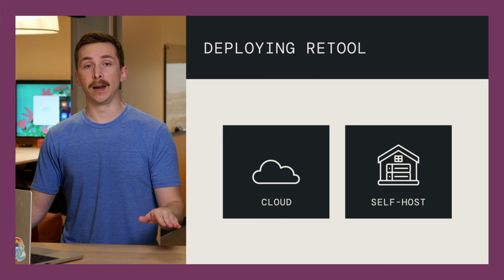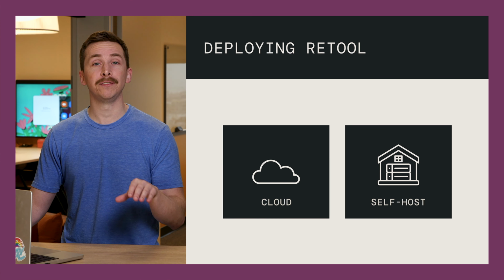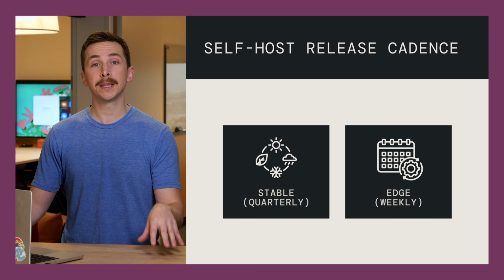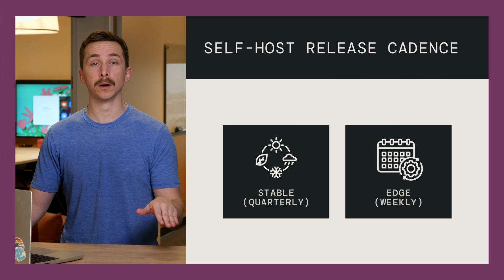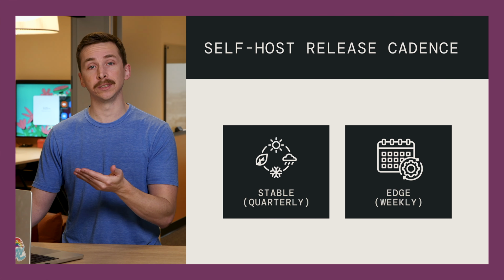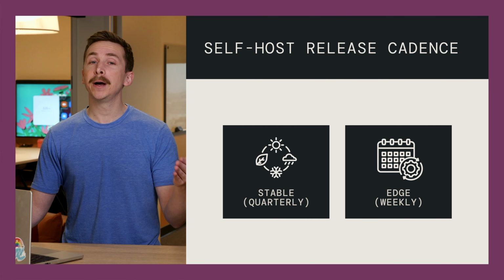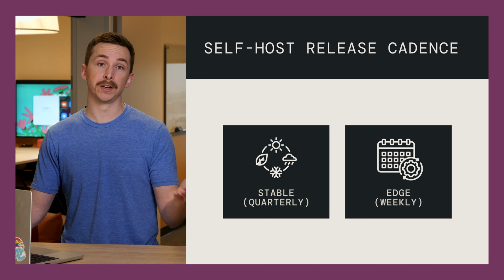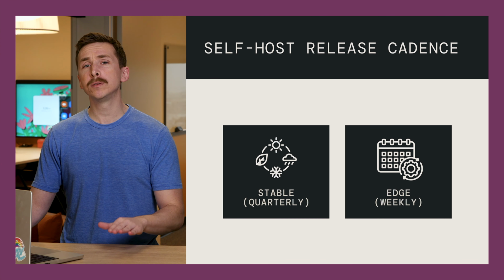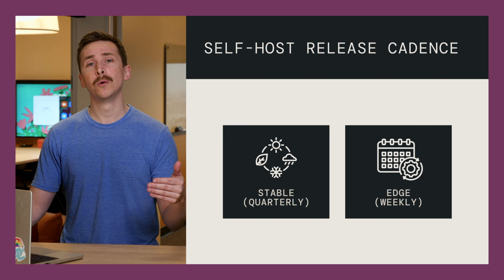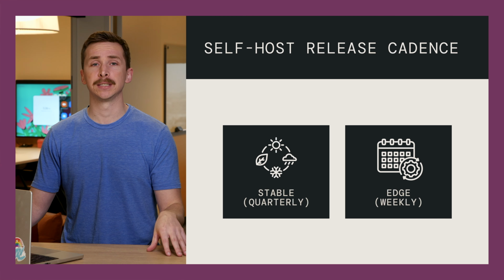Up until now, we've released a new version of self-hosted Retool every 2 weeks. Starting today, we're making self-hosted upgrades more straightforward by splitting into 2 self-hosted release channels, a quarterly stable release and a weekly edge release. As you might expect, we'll come out with a new quarterly stable release once every 3 months. This will be our most stable version of our self-hosted product, and one that we will support with at least 6 months of fixes and backports.